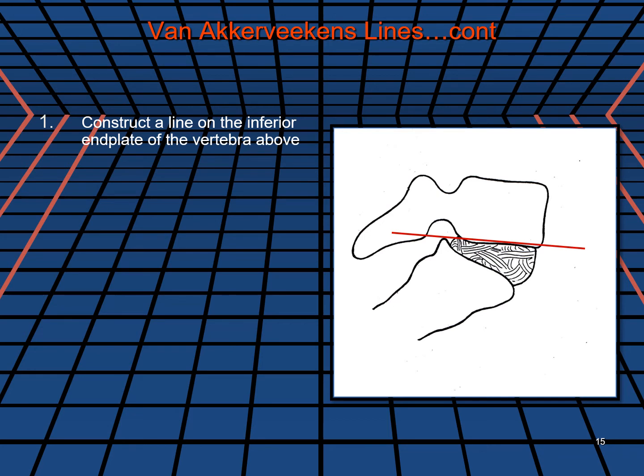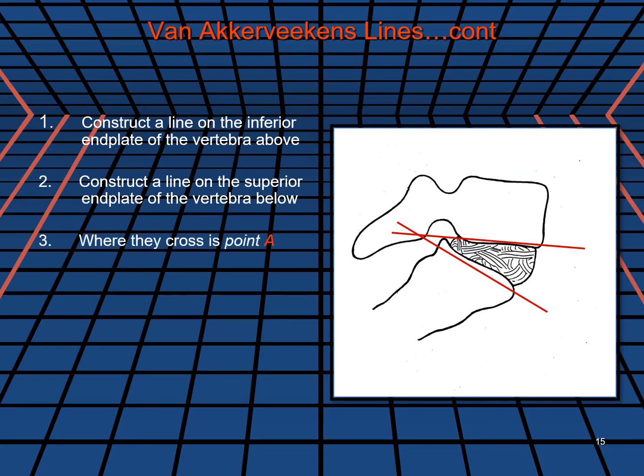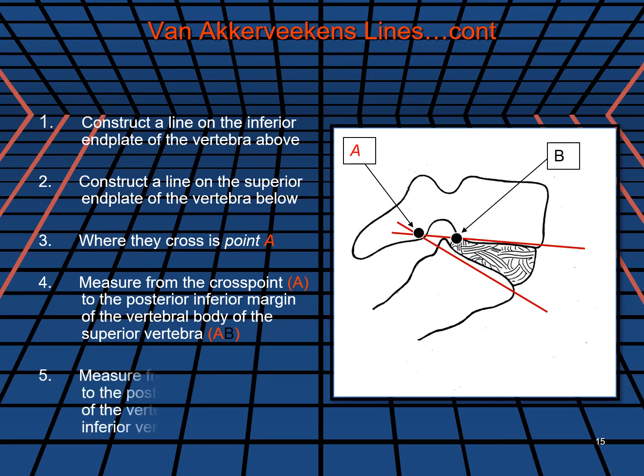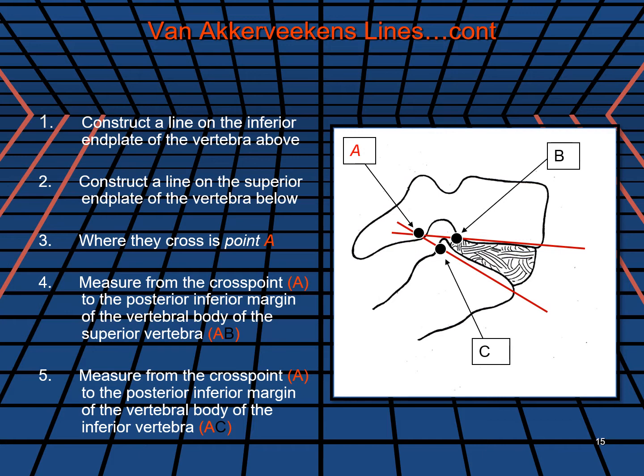You construct, again, a line on the inferior end plate of the vertebra above, a line on the superior end plate of the vertebra below. All right, the cross point is labeled A. You now measure from cross point A to the posterior inferior margin of the vertebral body, which we'll list as B, or that would be AB. And then you measure from cross point A to the posterior inferior margin of the inferior vertebral body. In this case, it's the sacrum. That would be AC. All right, and once you've made those measurements, here's the formula. A difference between those two measurements of 3 millimeters or greater indicates that you now have an unstable functional spinal unit at that level.